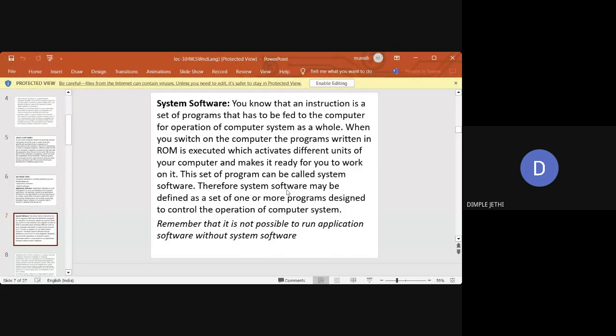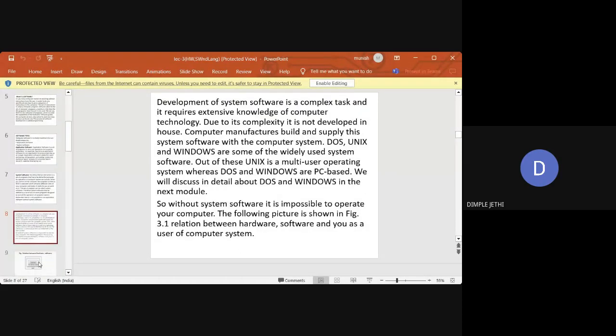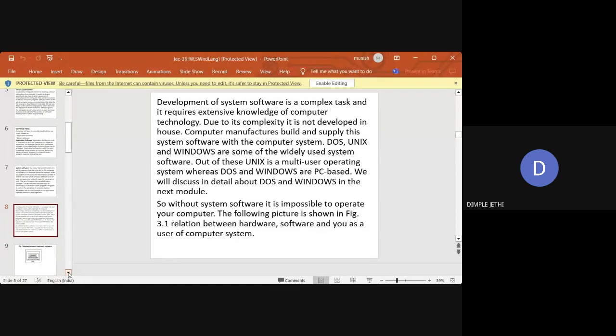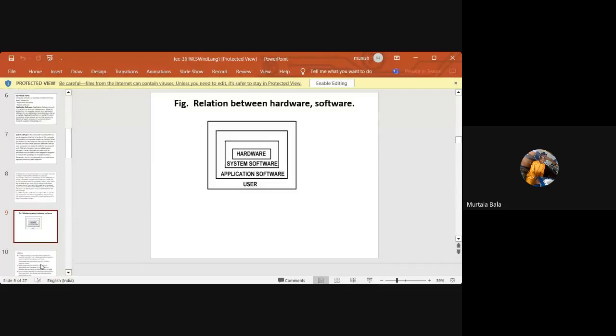So the operating system comes under which category? System software. Yes, but this is only one example. There are other categories also of system software. Then there are some utility softwares, and there are drivers for different devices, which are basic for your computer to start to work. That is compulsory; every user has to have it.